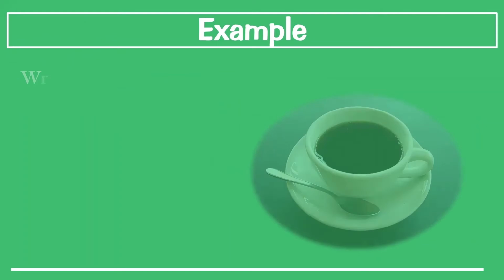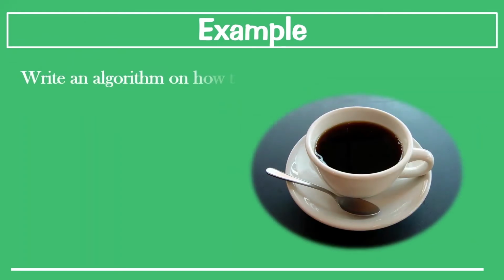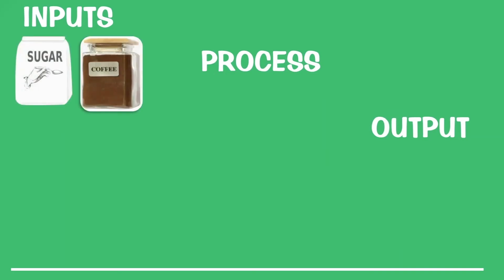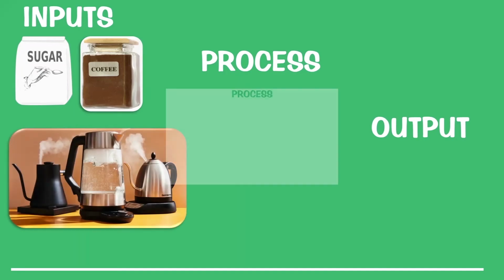Let's do a simple example. Write an algorithm on how to make a cup of coffee. Now, before we take on this problem, we need to identify our input, process, and output. Our input in this scenario is sugar, coffee, and hot water. Now, let's go through the process.